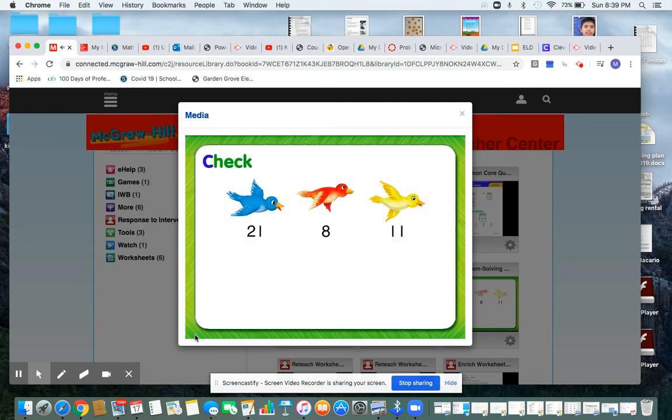Now let's check our answer. We can see if our answer is reasonable by looking back at the problem. Tara saw blue birds and yellow birds. 21 blue birds and 11 yellow birds is a total of 32 birds, and that's how many Tara saw. So, our answer is reasonable.